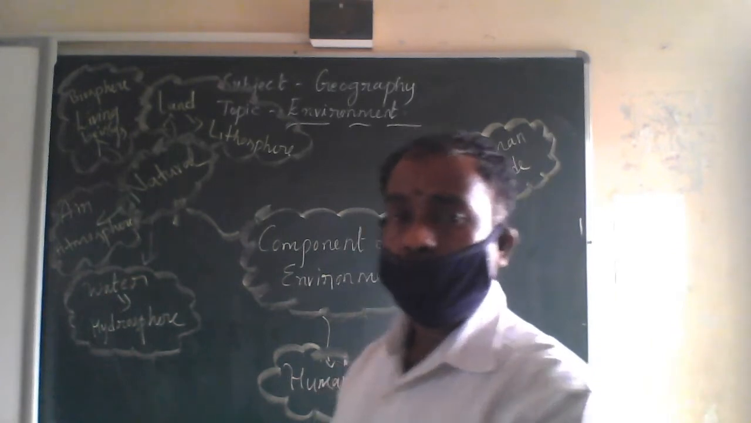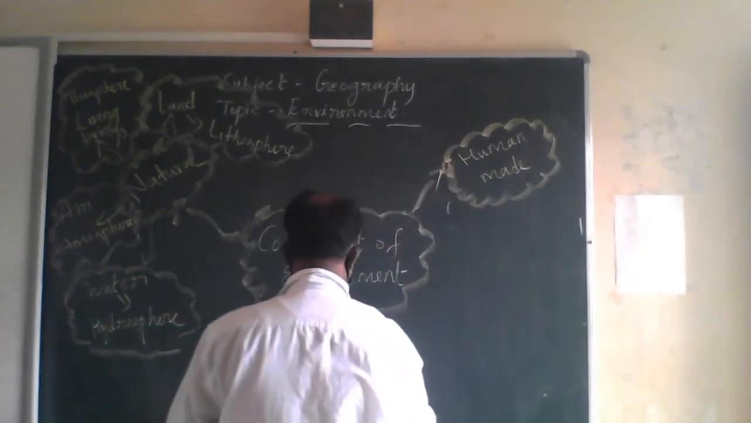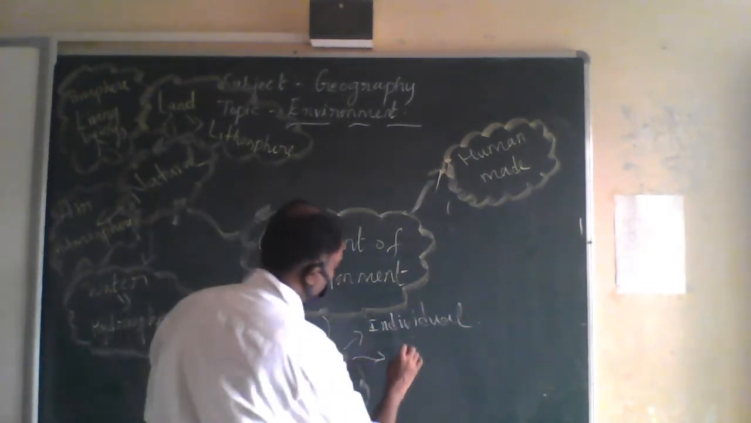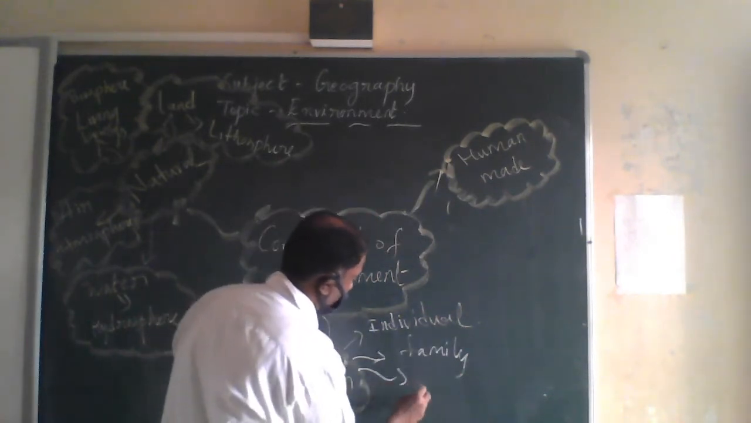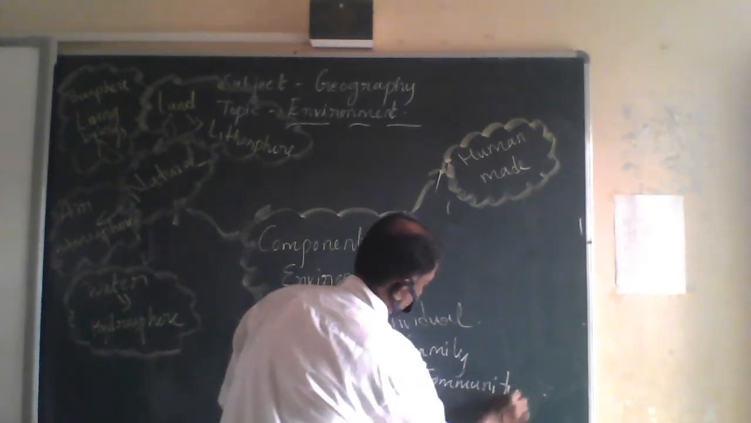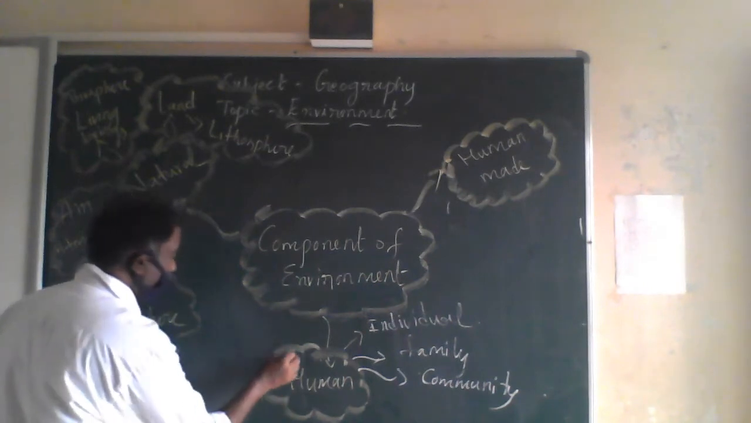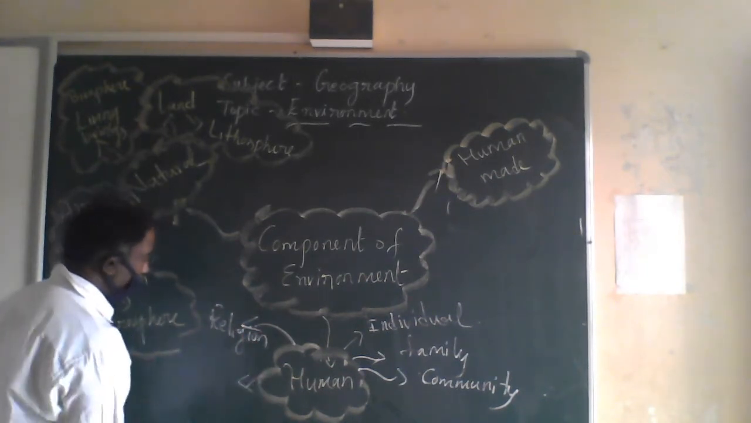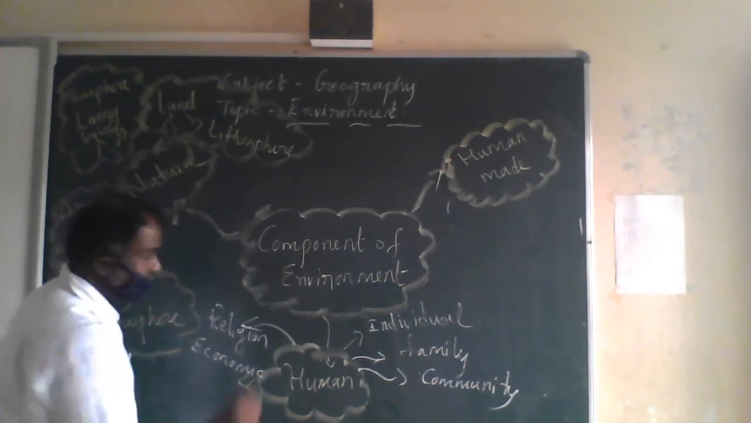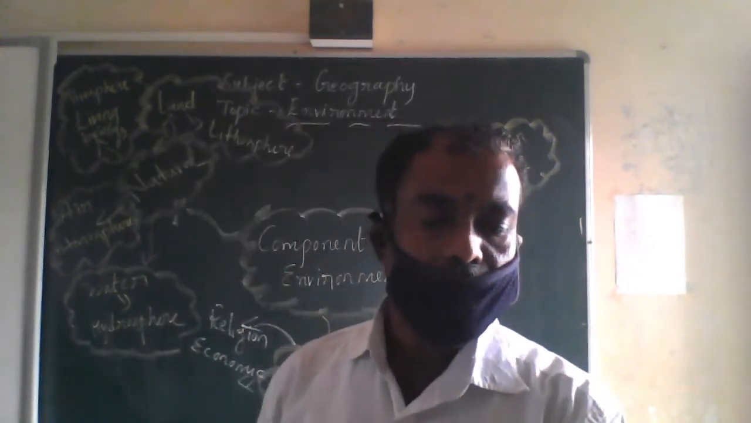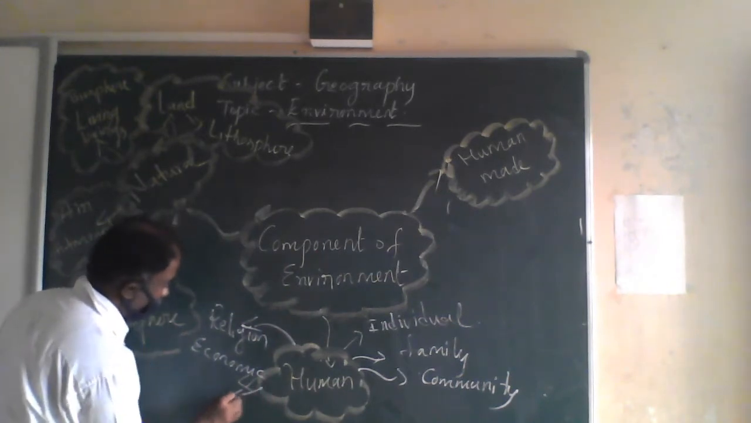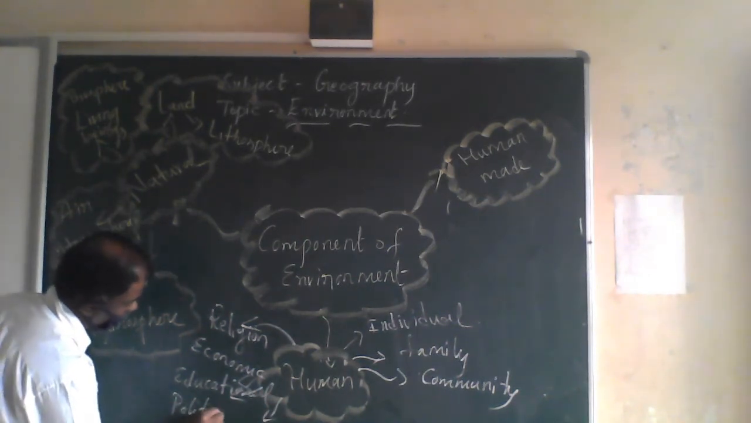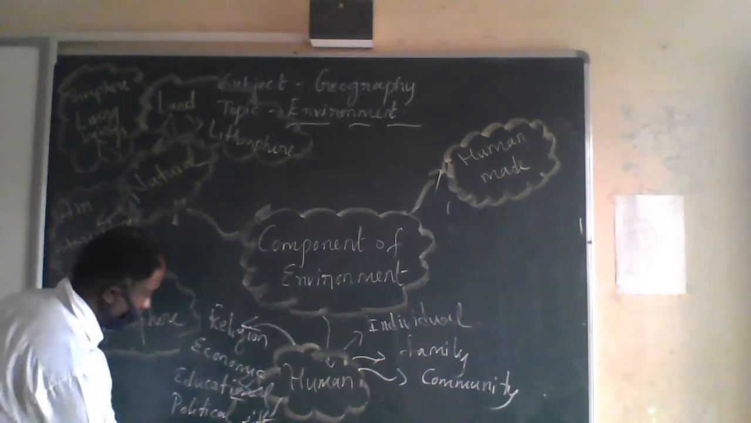So the human environment actually starts from the individual, then after the individual, family, and after the family, community, and after the community, religion, and after the religion, economic conditions, and after that, educational, and after that, political situation.